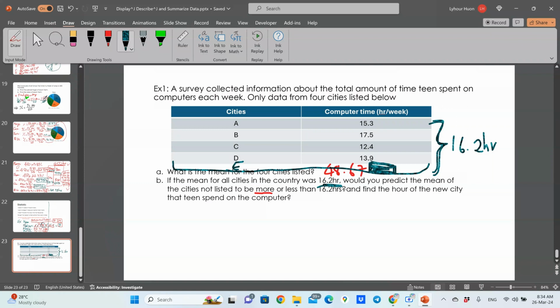The city is not listed to be, yeah, that's the first question. In B, we have two questions. The first question: is the city not listed more or less than 16.2? You say more, okay. And then find that data. Actually, what they really want to ask is to find that data. You say it's more, so what is that? Is it 17, 18? More hours than 16.2, right? But they ask, what is the hour here? So we predict the data in E to be greater than 16.2. Now, what is that data here?